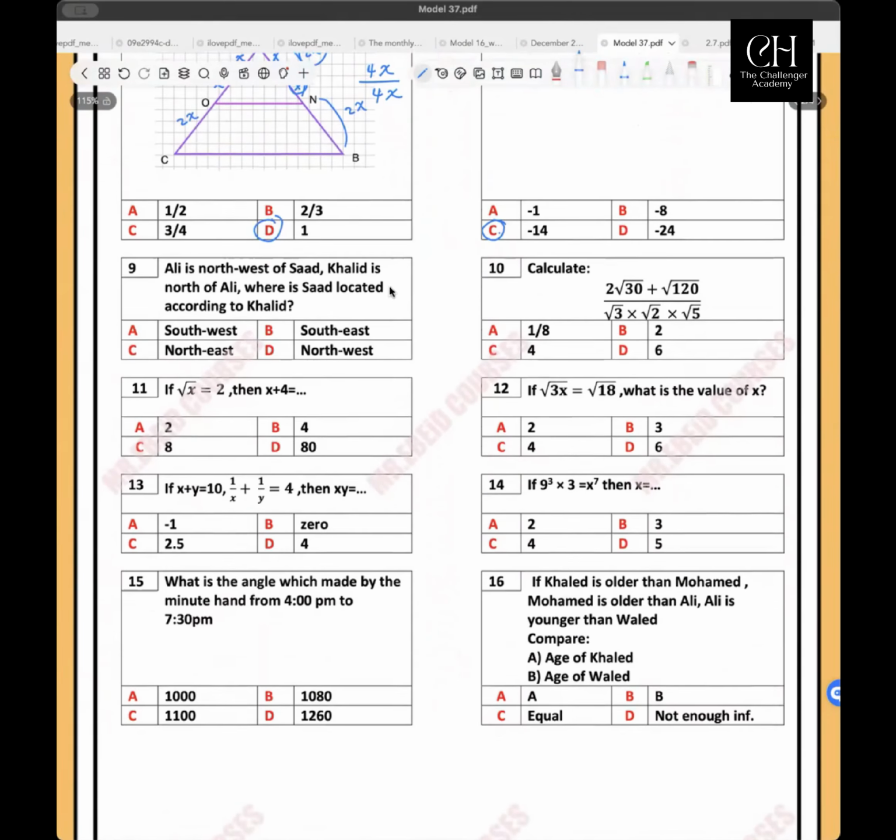Ali is northwest of Saad. Khalid is north of Ali. Where is Saad located according to Khalid? So let's start from the beginning. We have Ali northwest of Saad. So if this is Saad, Ali is northwest of Saad, so north means go up. This is the direction of the north. Then west. This is the direction of west. So you have to know the directions. This is north, this is south, this is west, and this is east. So this is Saad, and this is Ali.